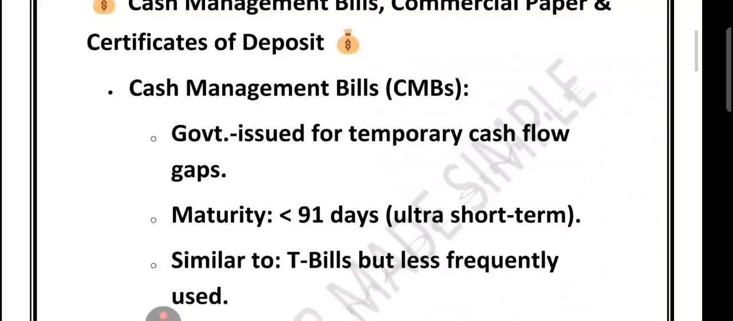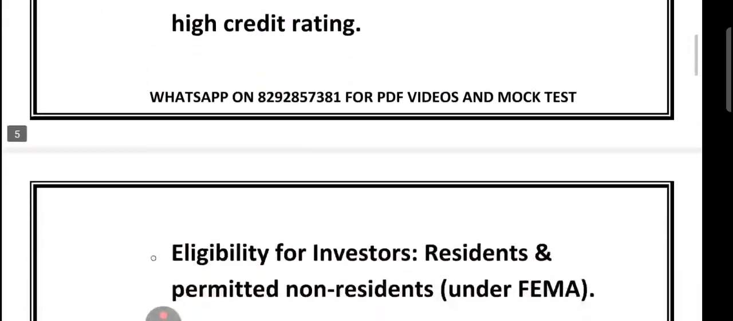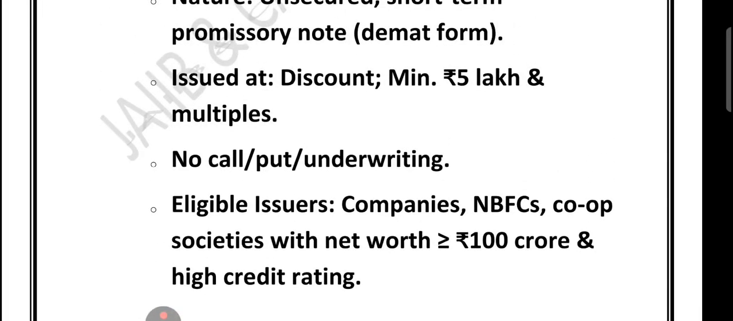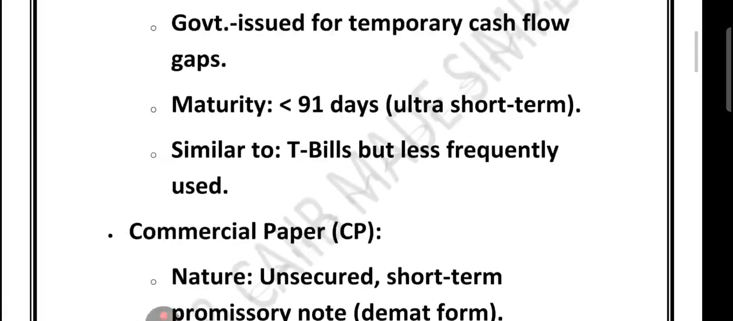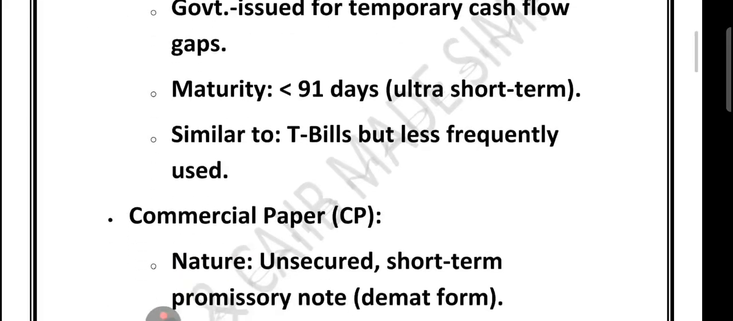Right, now let's continue our discussion about the CMB. CMB I think we have already discussed, so this is the continuation part. Some more points are mentioned here. Let me just go through it. So friends, I told you there is a money market instrument called CMB, or cash management bill. These are short term securities that the government issues. Why does the government issue them? To manage temporary cash flow mismatch. The maturity is less than 91 days, making them ultra short term. They are very similar to Treasury bills, just issued less frequently depending on the government cash need.